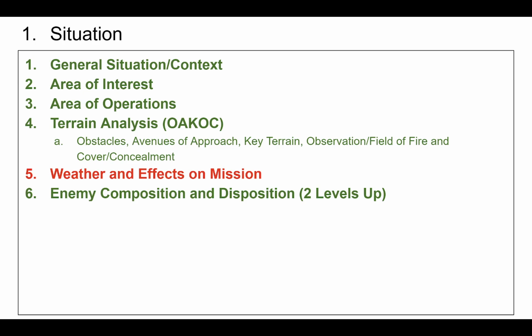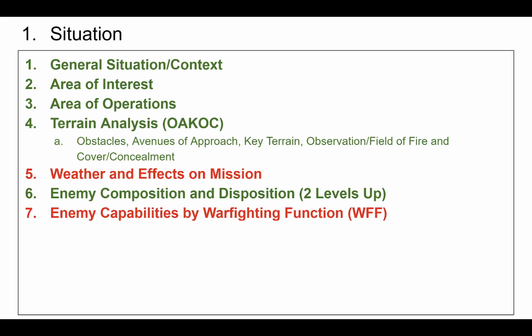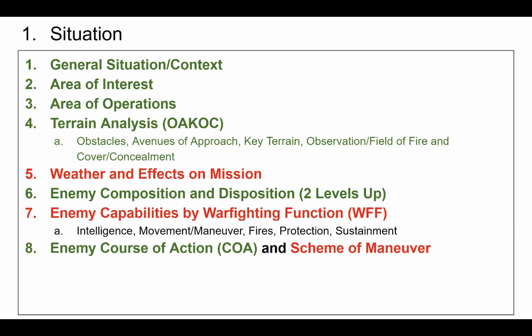Enemy composition and disposition, that's what they're composed of and what they're generally doing, or what their plan of action is going to be. And we do that for 2 levels up. We don't need to worry about their warfighting function capabilities. That's a little higher level stuff that we're never going to use, but if you are interested, those are the warfighting functions. They basically break it down, the enemy capabilities, their intelligence, their movement and maneuver, what fires they have, protections they have, like air defense assets, what's their sustainment plan like. Nobody really needs to know that for ARMA. It doesn't really apply for our level.